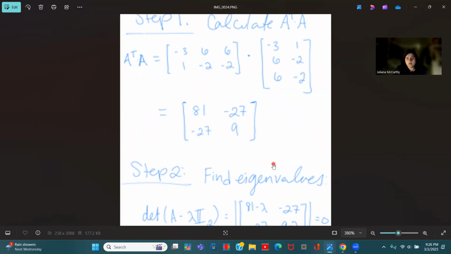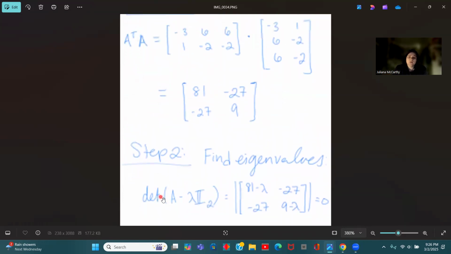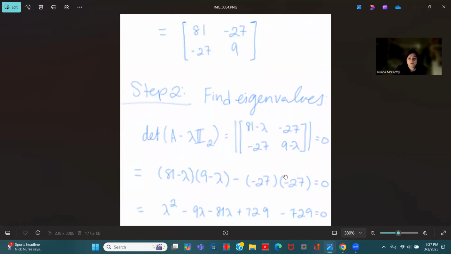So our second step is to find the eigenvalues. To do that, it's the determinant of A minus lambda times the identity matrix. So this is what we're working with. So along the diagonal, subtract lambda, and then find the determinant. So the determinant is 81 minus lambda times 9 minus lambda, so these two, and then subtracted by these two multiplied by each other. And set it equal to 0.